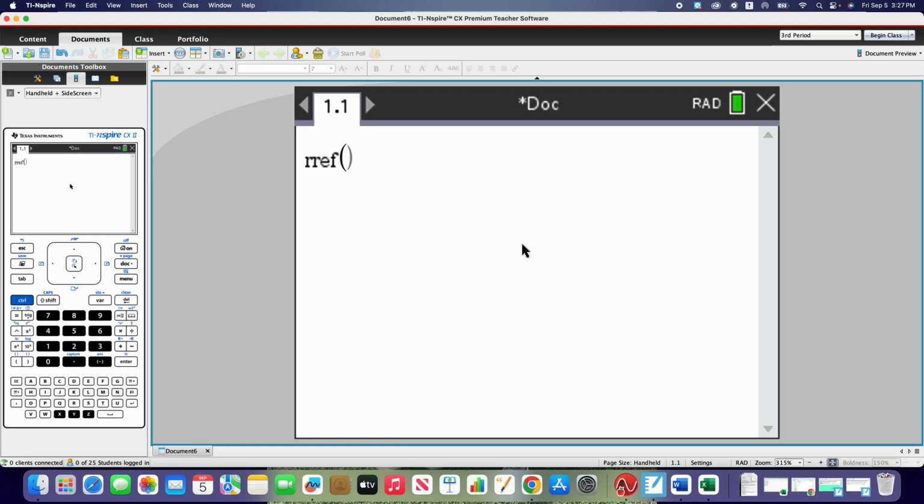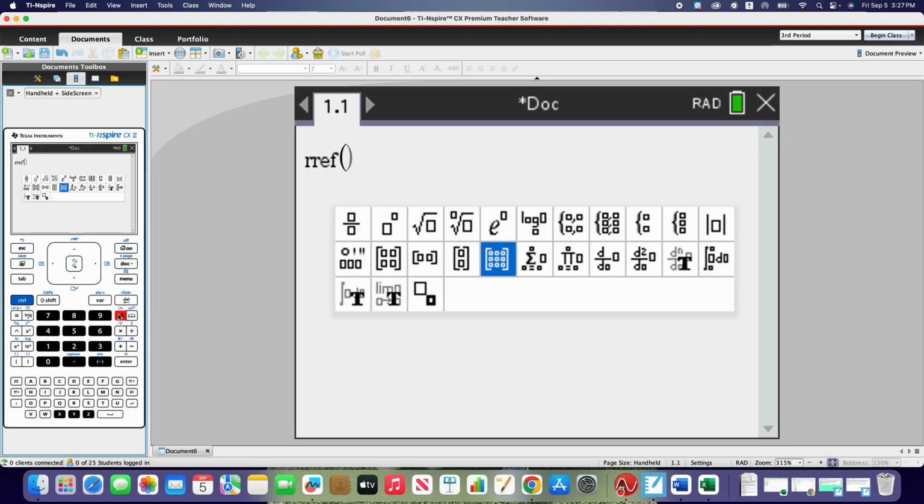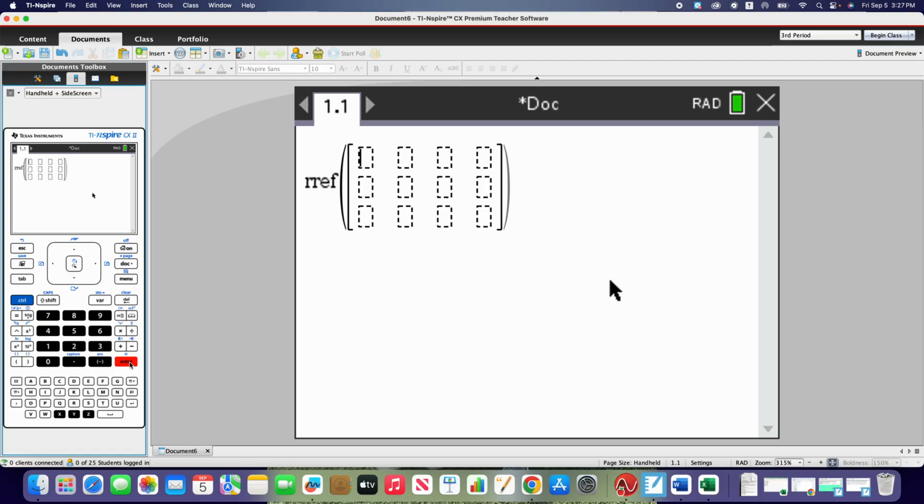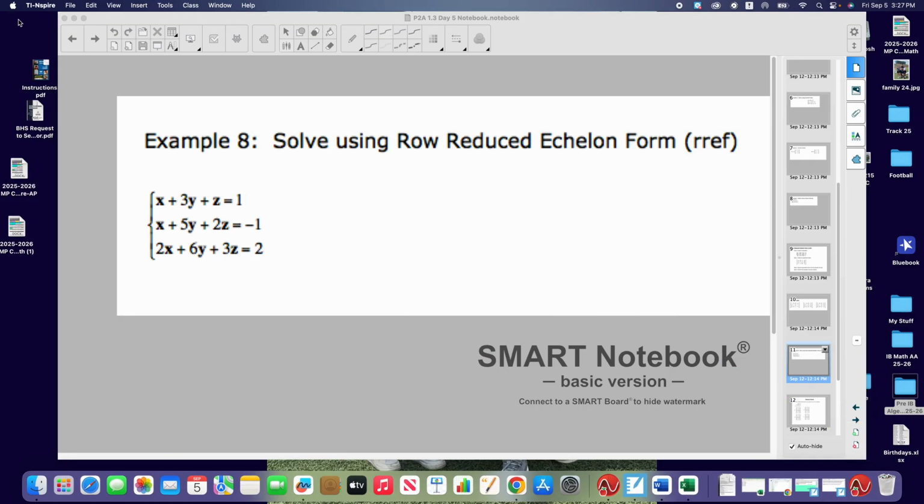Now I'm going to use my little shortcut key next to the 9. I'm going to select this. I'm going to create my augmented matrix, so I want a 3 by 4, and then it puts that in for me. So now I'm going to plug that in. I do like the way that this one is written. I'm going to take all my coefficients and my answers, so 1, 3, 1, 1.